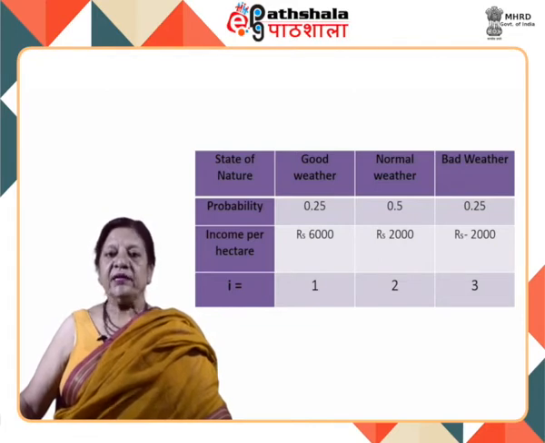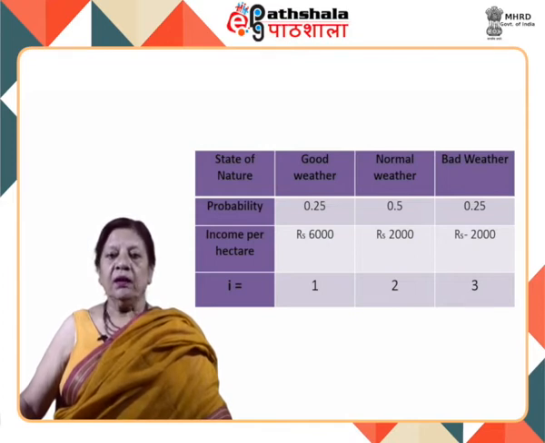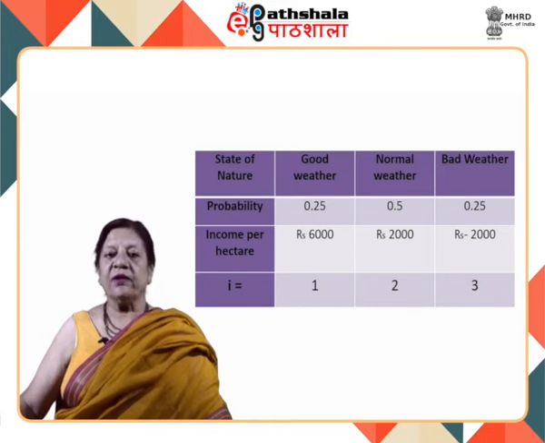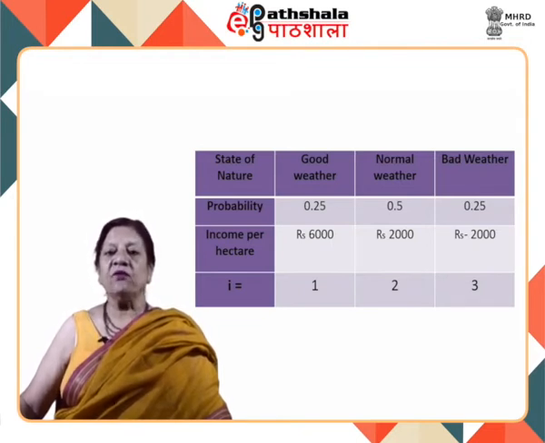The expected value of the outcome would be given by E(y) = Σ Pi yi, where Pi is the probability of the state of nature i and yi is the income per hectare under the state of nature i. In this example, E(y) is rupees 2,000. Hence, an economic calculation is possible.